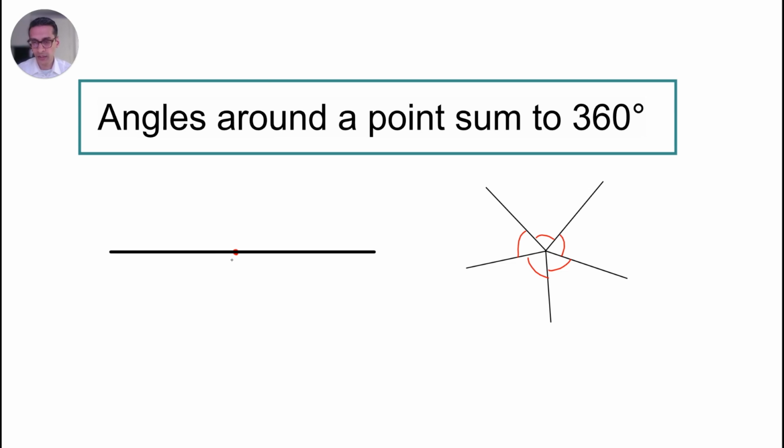So in this case, have a look at this red point here. There's a line going through it. And we know that angles on a straight line at a point sum to 180. But that applies to both sides of the line. So if you look at this side here, that's also 180. So from there, we can say that 180 times 2 will give you 360 degrees. So angles around a point sum to 360.